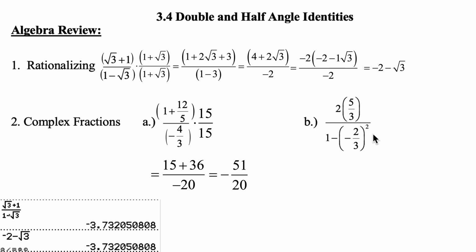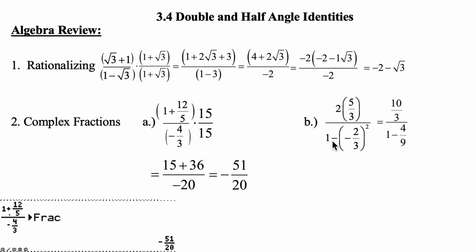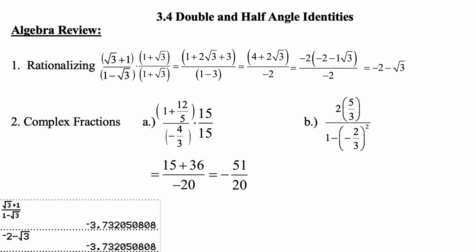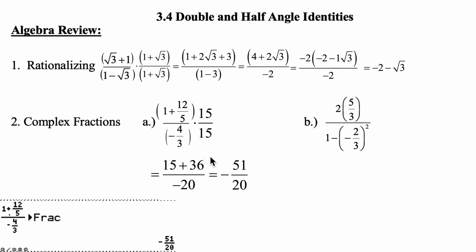Now, in part B, we got a little simplifying we might want to do first. For example, we got to square this fraction first before we can decide to multiply. So we can't multiply the top and the bottom by 3. In fact, I would probably multiply the 2 to the 5 and make that 10/3 and leave this as 1 minus 4/9 on the bottom. Oops. There was my fraction check for A.